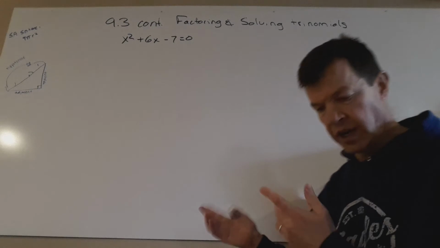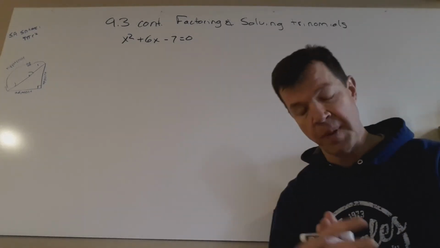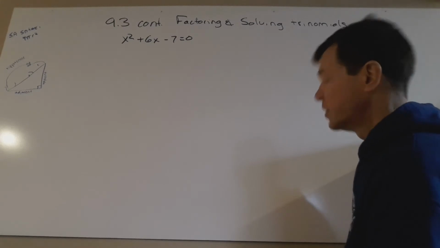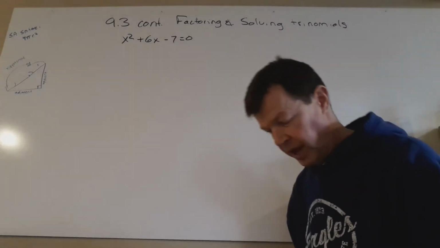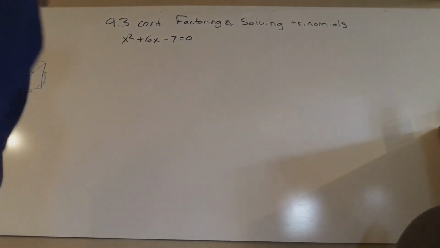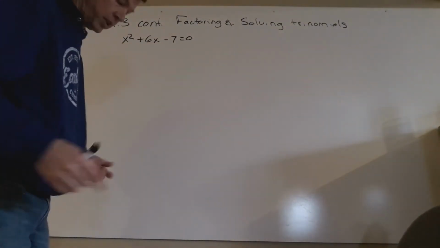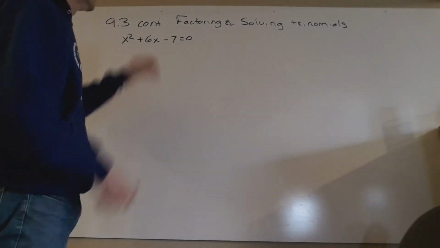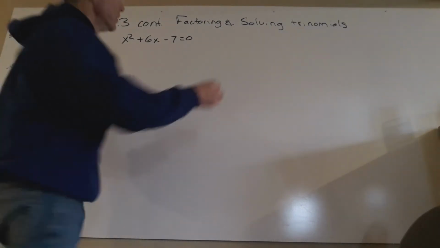And if the trinomial is not set to 0, remember that's just one thing that you need to do: set it equal to 0. So in this case, this first one that we have is already set equal to 0. Use the same steps that we had done with the first section in 9.3 for factoring these. So, I'm going to write those down.